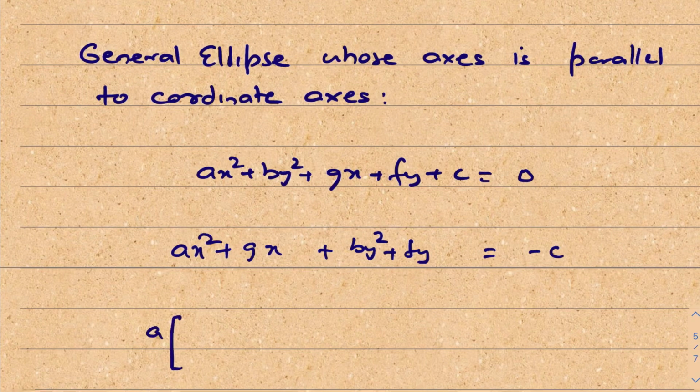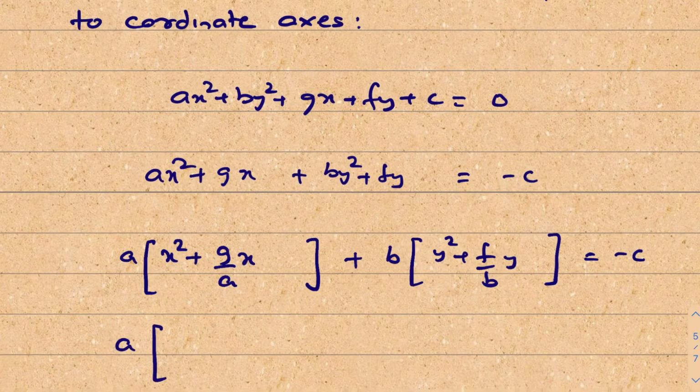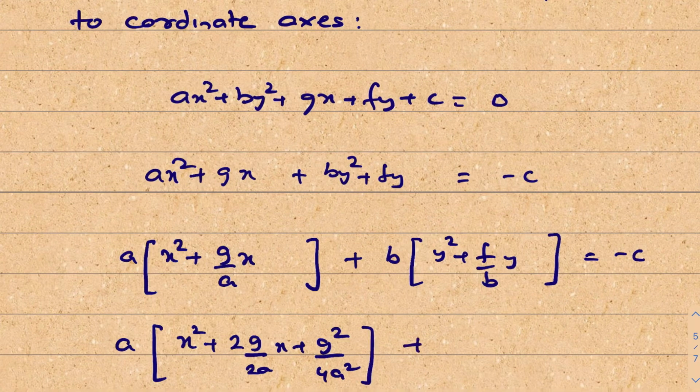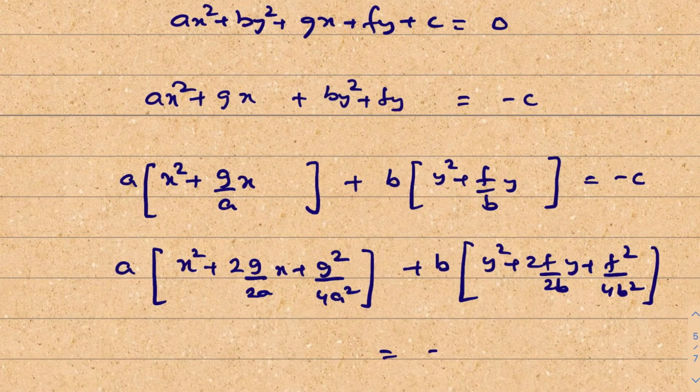Now here I am going to make it a perfect square. So let's take first a common. So I will write like this. Here let's take b common. So I will write like this. Now in order to make the first bracket a perfect square, I will add g square by 4a square. Similarly on this side we'll add f square by 4b square, and in order to balance it I am going to add the same quantity on the right side.